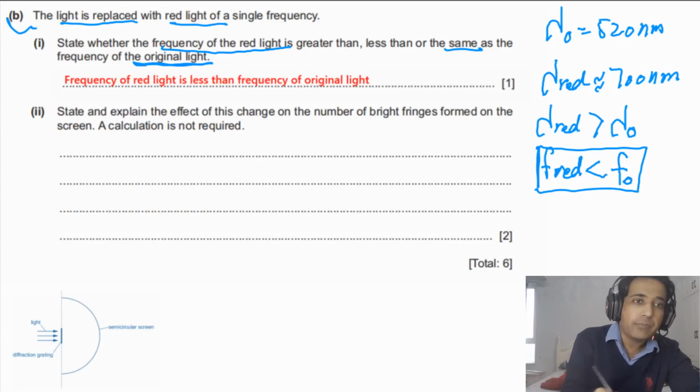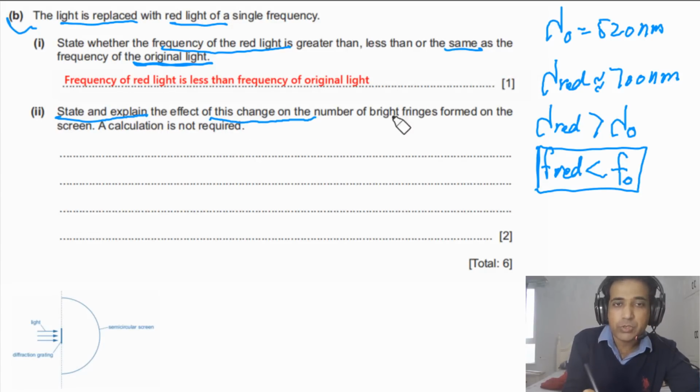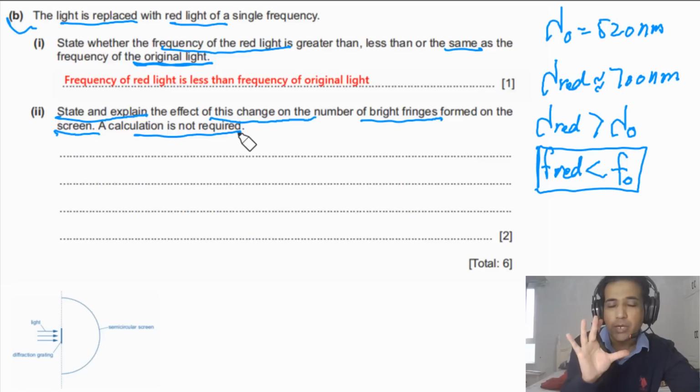Now for the second part, we need to state and explain the effect of this change on the number of bright fringes formed on the screen. A calculation is not required. The question is asking us to state and explain the effect of this change on the number of bright fringes formed on the screen.